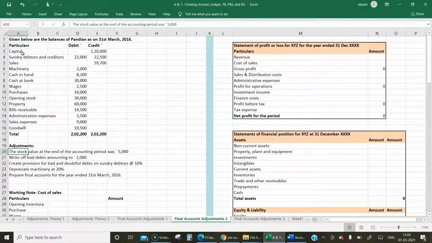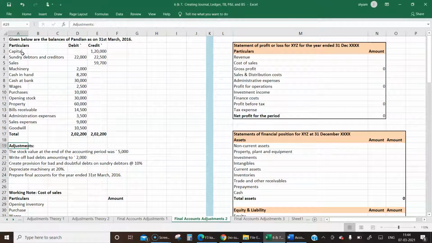The stock value at the end of the accounting period was 5,000, so that's a closing stock. Then they have write off bad debts amounting to rupees 2,000, so that we have to deduct from the debtors. Create provision for bad and doubtful debts on debtors at 10%. So we have to again create a provision for debtors. Depreciate machinery at 20%. So these are the adjustments here. It's like few adjustments only.